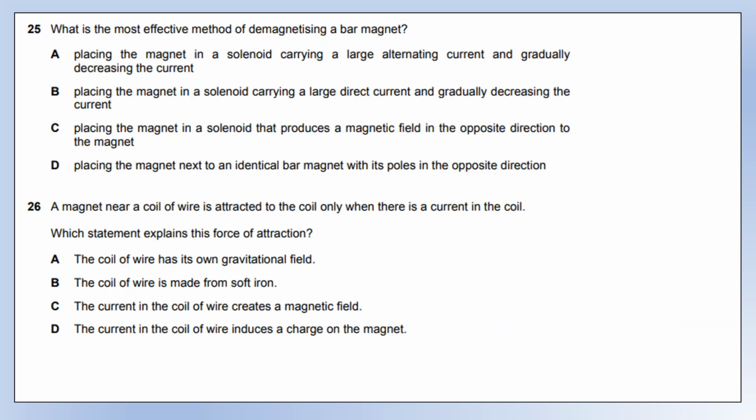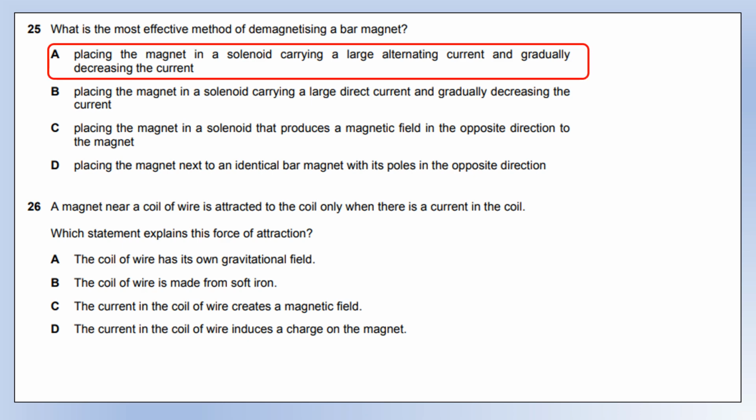What is the most effective method of demagnetizing a bar magnet? Placing a magnet in a solenoid carrying a large alternating current and gradually decreasing the current. That would definitely work. This is the most effective, so let's check the other options. Place it in a solenoid with a direct current? Nope, that would just magnetize it in a different direction, potentially. Placing the magnet in a solenoid that produces a magnetic field in the opposite direction? No, that would just remagnetize it in the other direction. Placing the magnet next to another bar magnet with its poles in the opposite direction? Nope, they would just attract each other, but they wouldn't demagnetize each other. So A is the most sensible one.